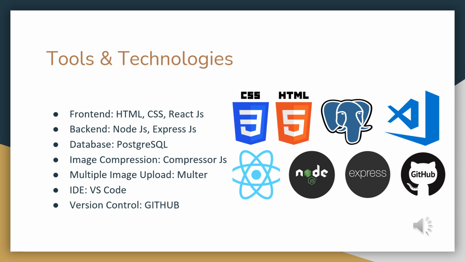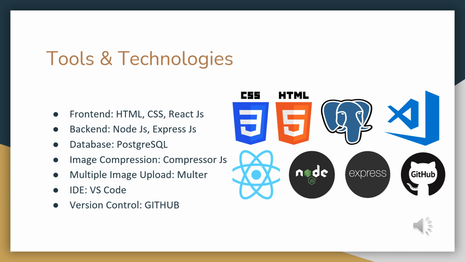Tools and technologies. For our front end, we used HTML, CSS, and React.js to develop the user interface. Our backend is powered by Node.js and Express.js, providing robust server-side functionalities. PostgreSQL server is the backbone for our data management. We utilized Compressor.js to optimize image sizes, enhancing performance without compromising quality.